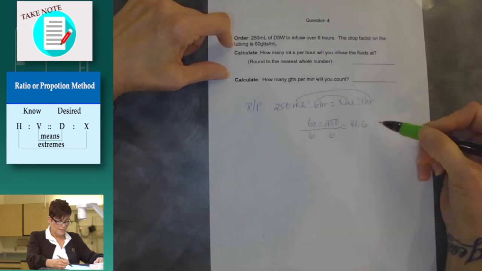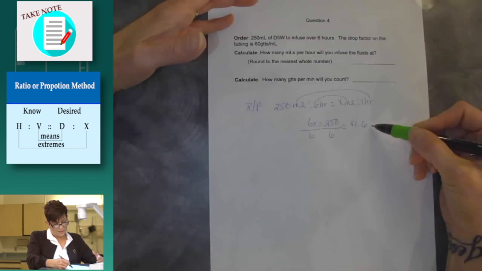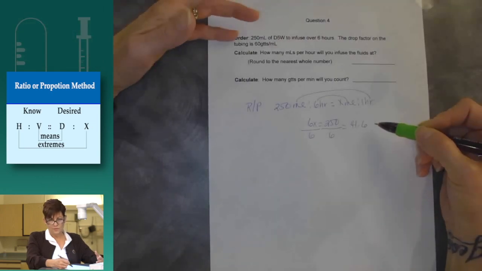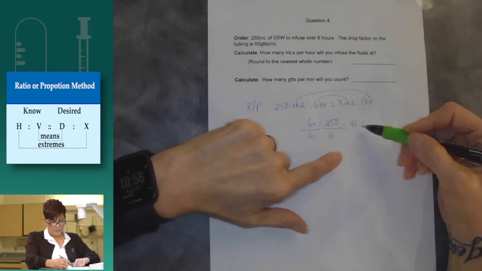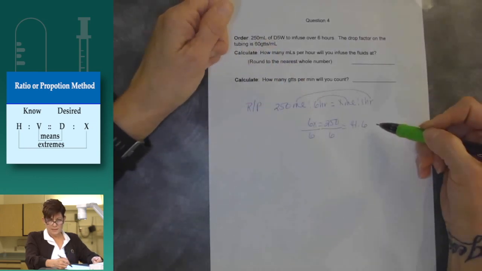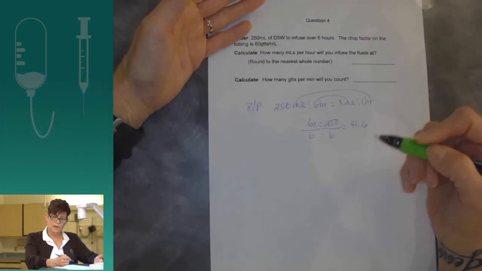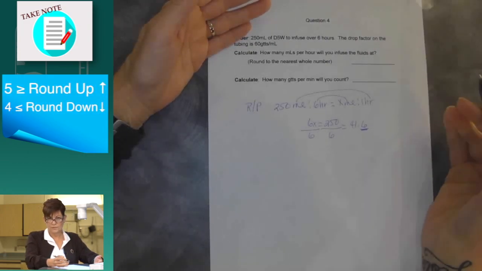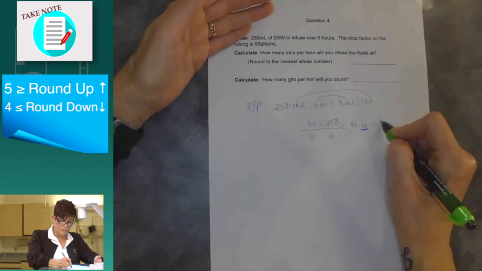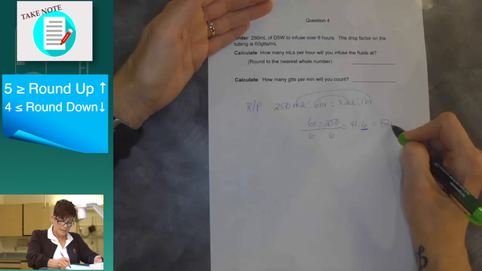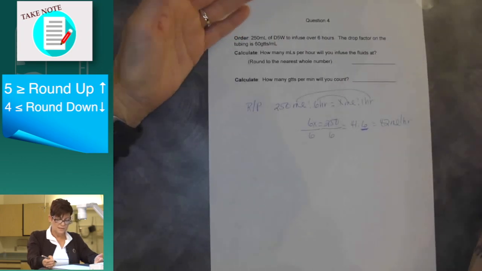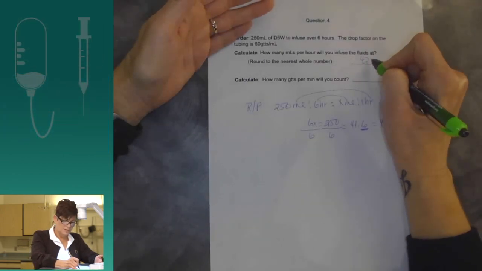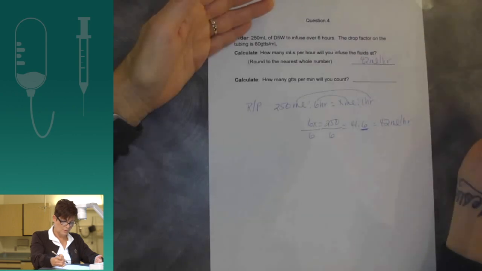41.6. So again, with this type of problem, we need to make sure it's in a usable form. You're not going to put on the pump 41.6. So what we're going to do with this, we're going to round up, because again, the 6 is higher than 5. So we're going to round this to 42 mLs per hour. So that's going to be your first answer for this question. It's going to be 42 mLs per hour.